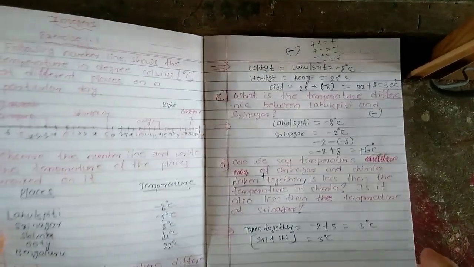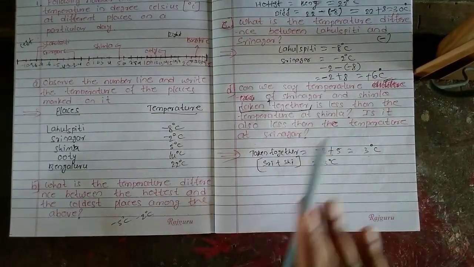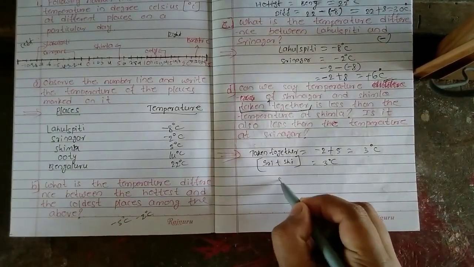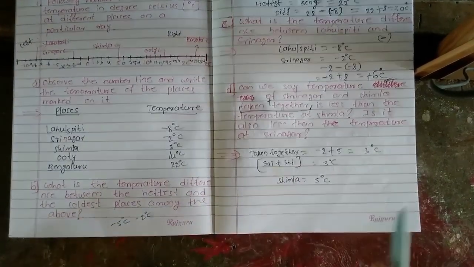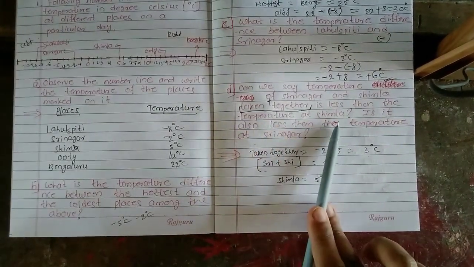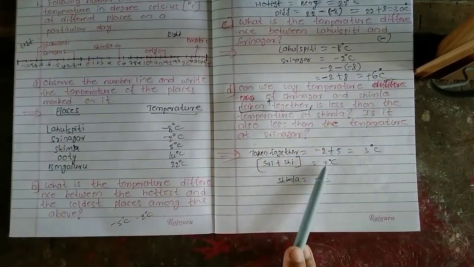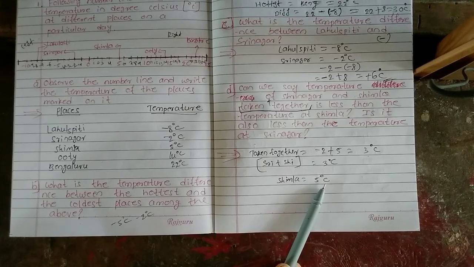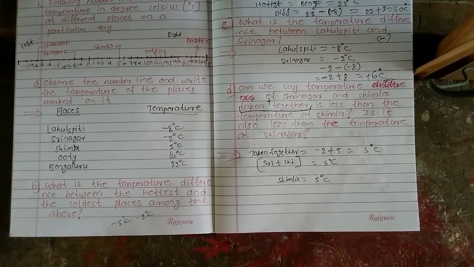So this temperature is less than the temperature at Shimla. You see the Shimla, what is the Shimla temperature? The Shimla temperature is 5 degrees Celsius, right? They are asking here whether this taken together temperature is less than the temperature at Shimla. See, this is 3 degrees Celsius taken together, and the Shimla temperature is 5 degrees Celsius. It is less than the temperature at Shimla. Yes.